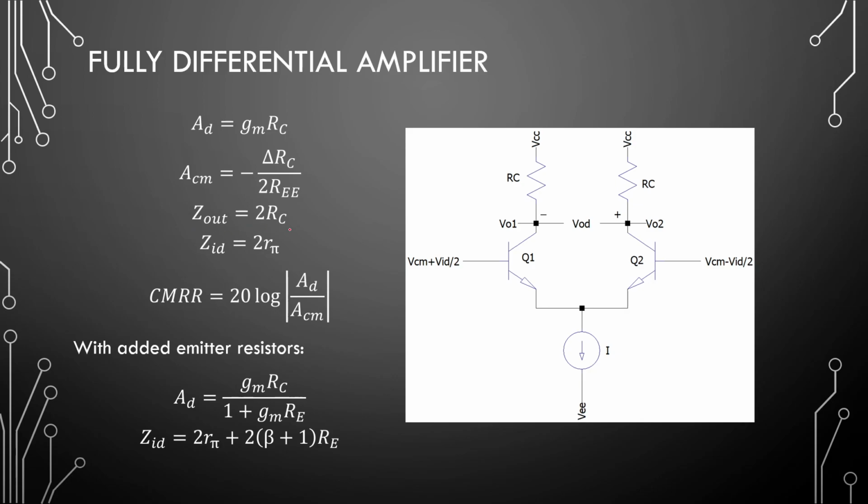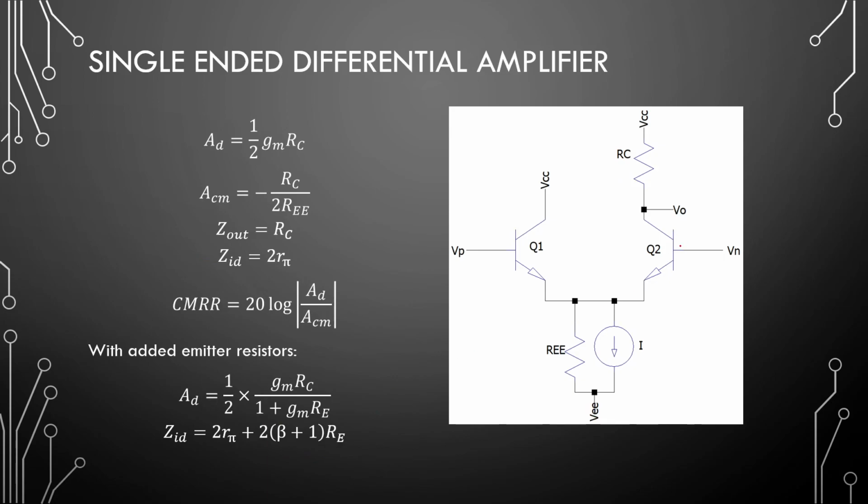Our output impedance will be 2 times our collector resistors, and our input differential impedance is 2 times R pi. And again, the common mode rejection ratio is our differential gain divided by our common mode gain, absolute 20 log thereof. If we were to include emitter resistors, our gain will be degenerated, but our input impedance will be increased by 2 times beta plus 1 times RE.